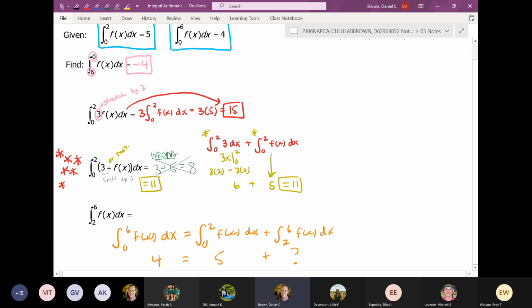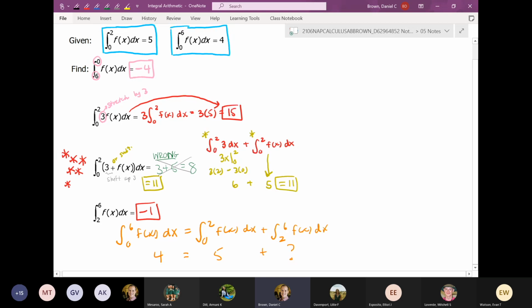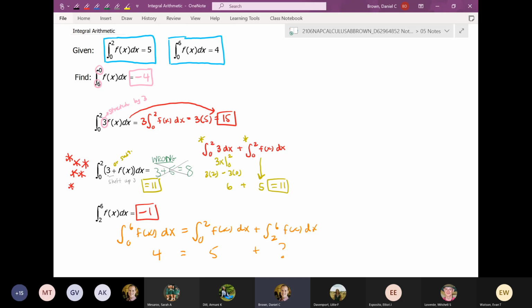Well, if the net area is 4, and I have from 0 to 2 is 5, what has to be remaining to give me 4? Clearly, -1. And I think many people can do that without writing it out. But that is an idea we can also use with integrals. We don't have the graph in front of us. We don't know the function. So we just have to use our logic to figure out the answer. Any questions on those 4?